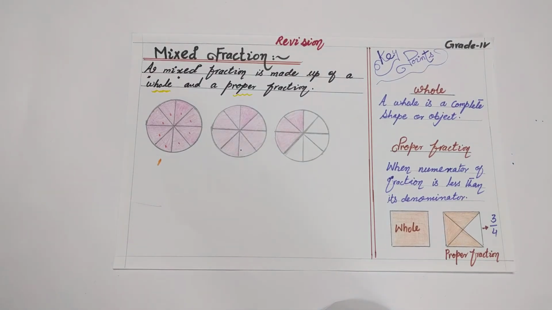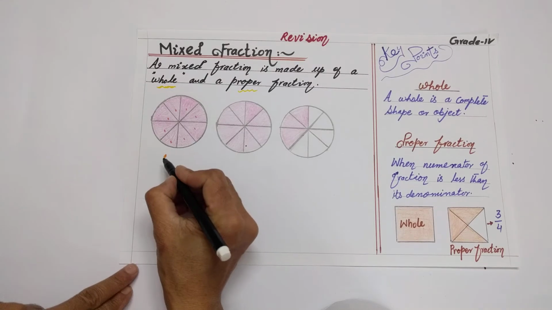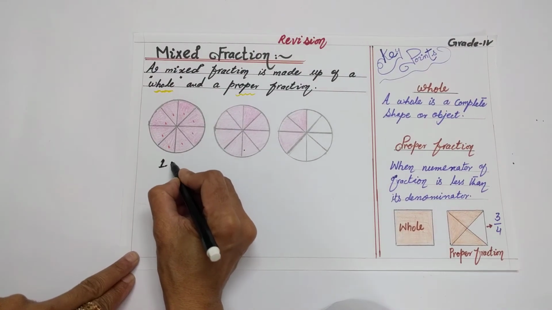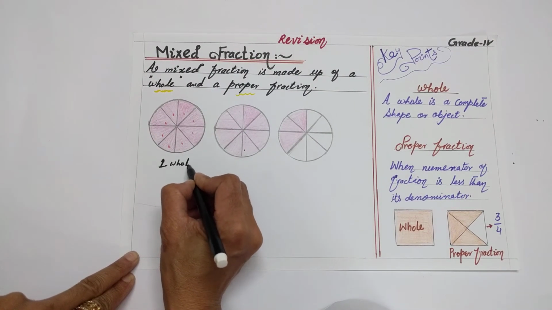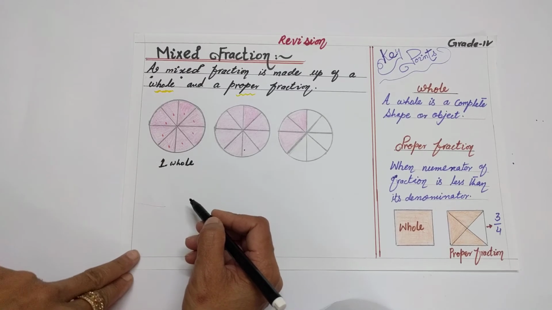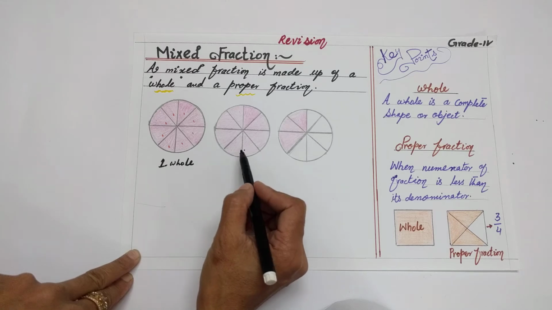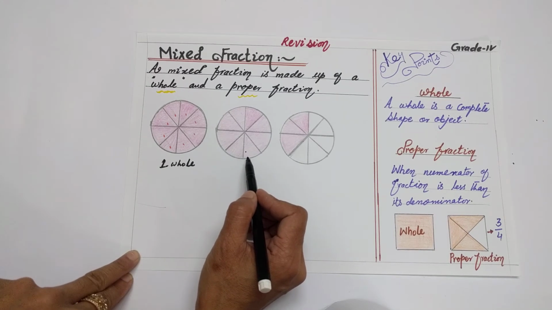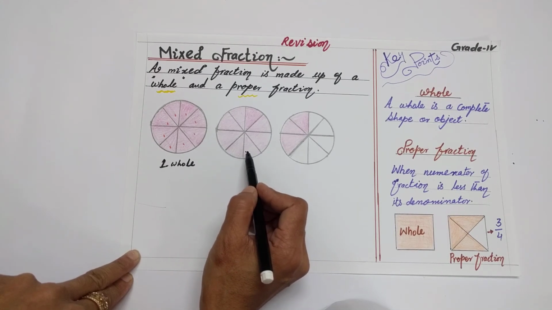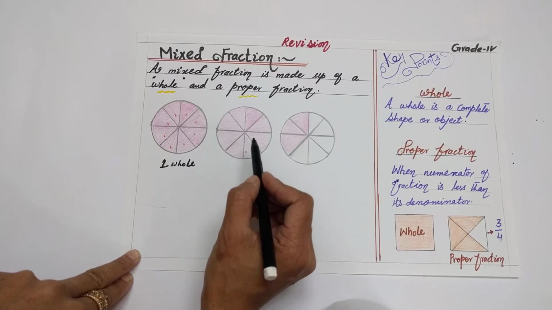It means this is called one whole, because I am using the whole of the pizza. Now I want to eat one more pizza, or I want to use some more pizza. So I will again use the same pizza and I will cut it down. I will divide that pizza again into the same equal parts.